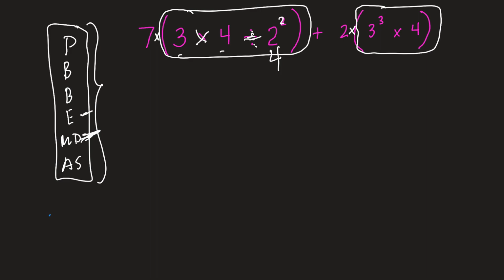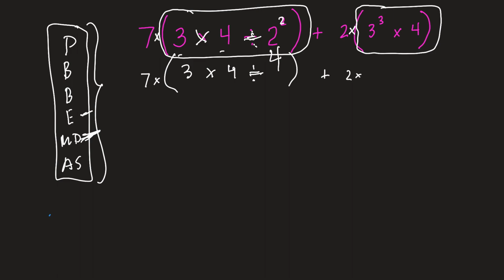Now we have 3 times 4 divided by 4. Now, we're not done with our parentheses, so let's just go like that. I don't do too many steps at once, kids. Just one at a time. Now, don't forget the 7 over here. And then we're going to go like this 2 times.